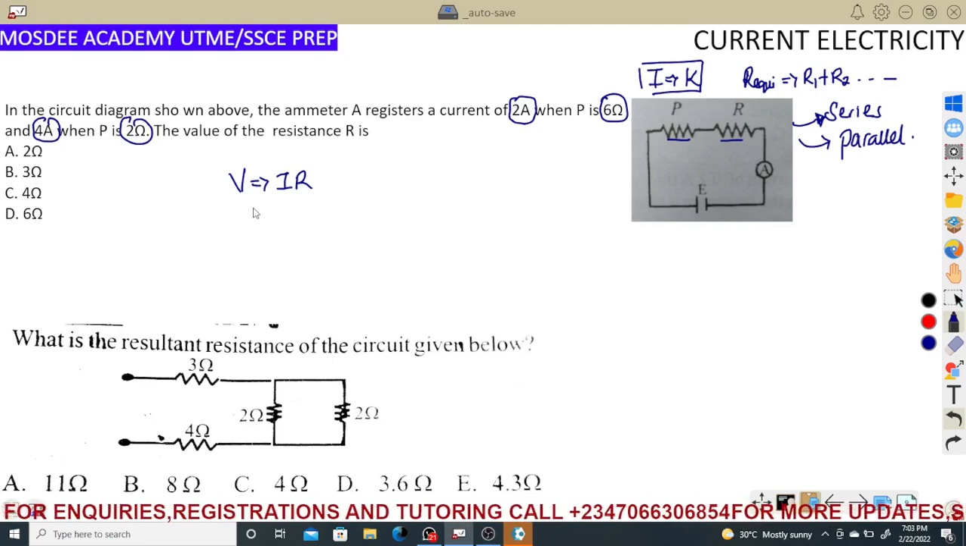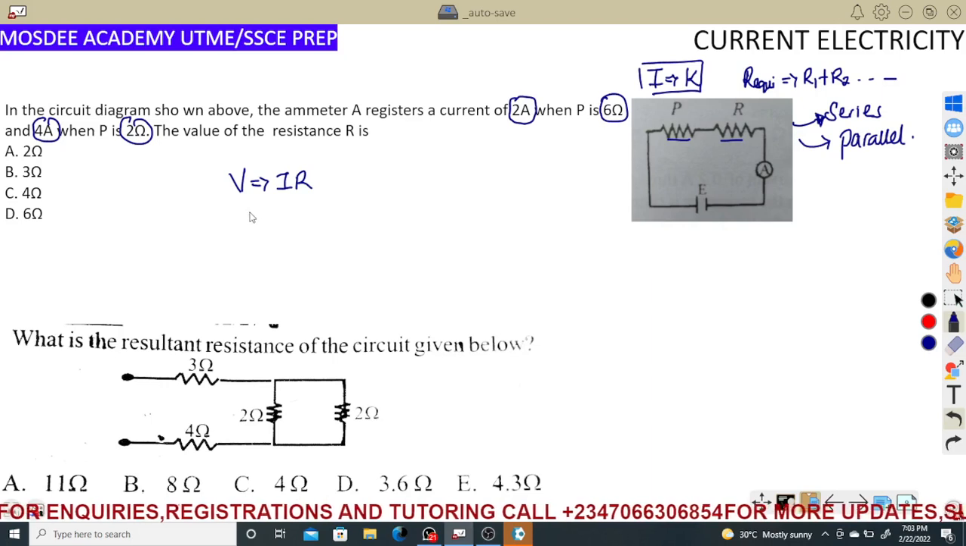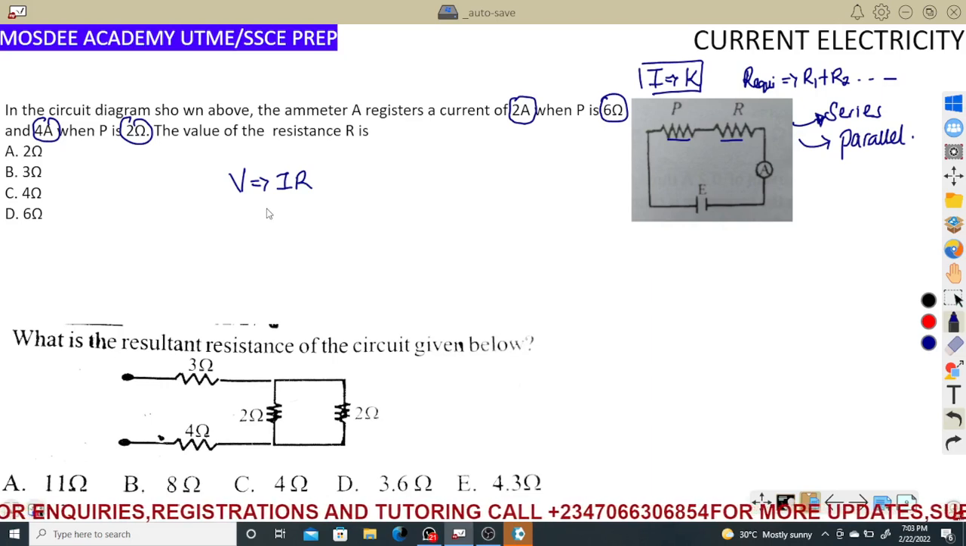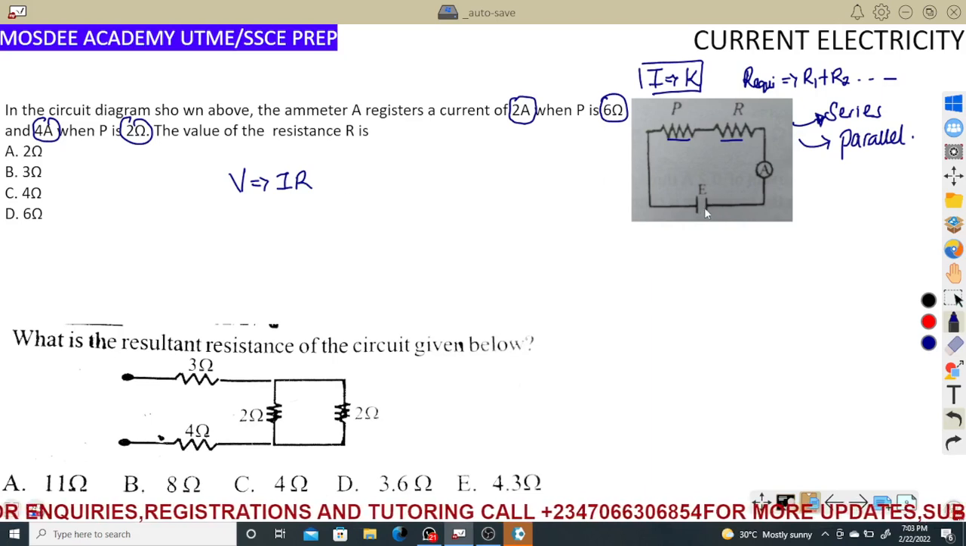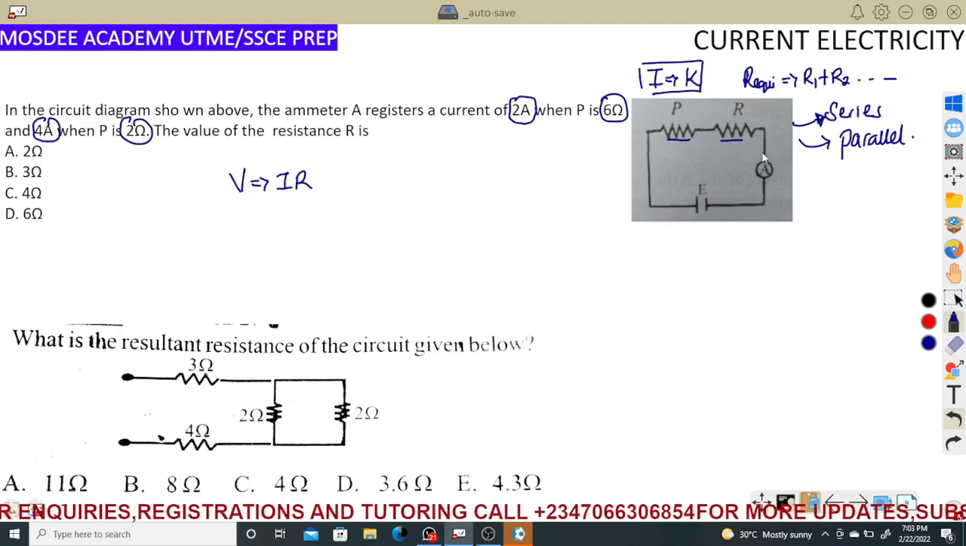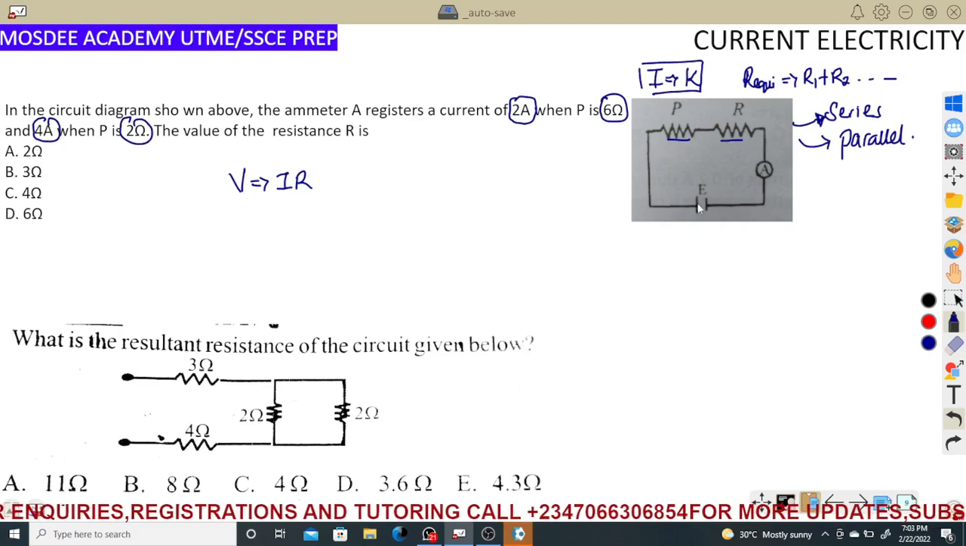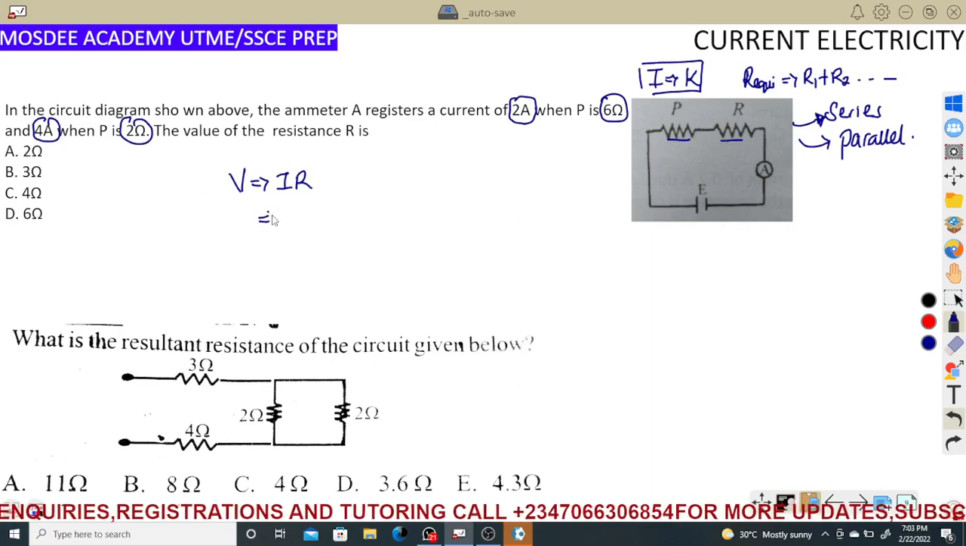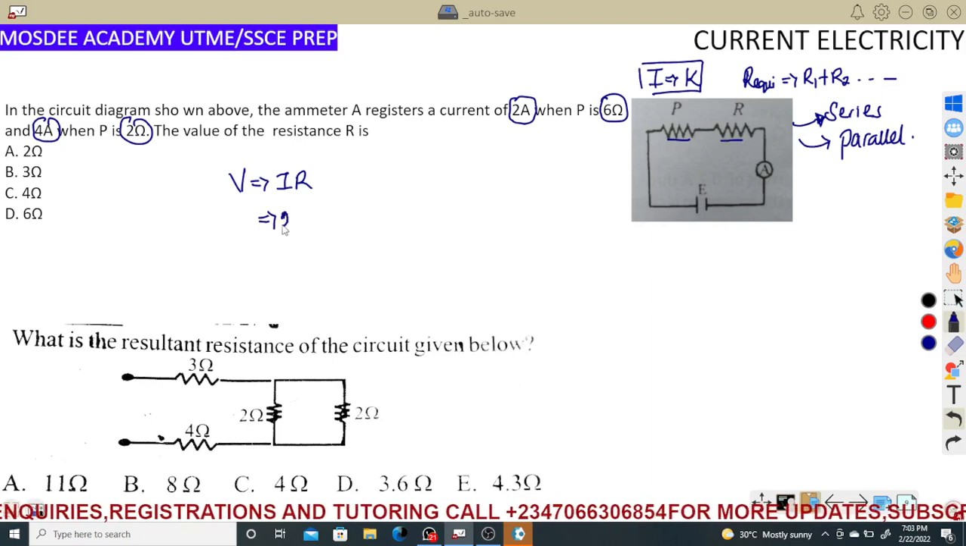Now, we need to understand something. V equals IR. We are going to substitute the value, and let's see what we are going to see. You can see they are connected directly to the ammeter. The ammeter is connected directly to what? The battery. So now let's substitute the value, and say the first current I is 2.